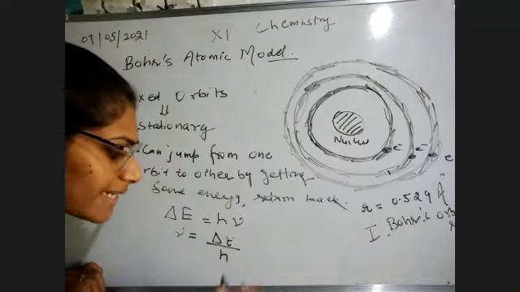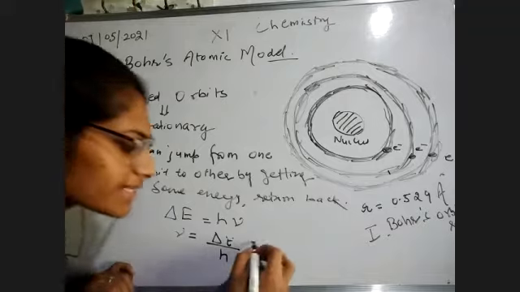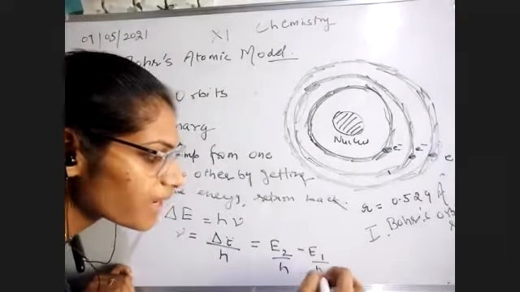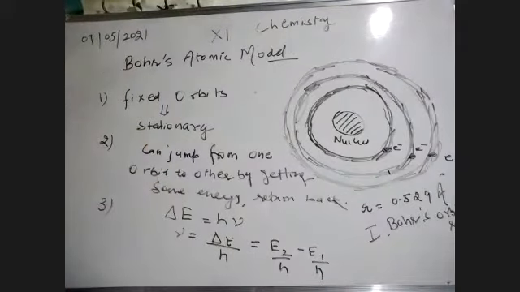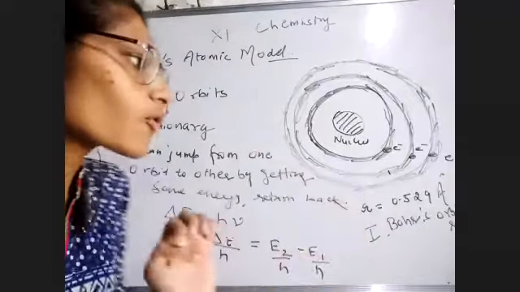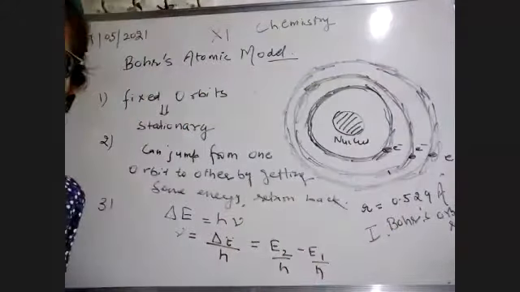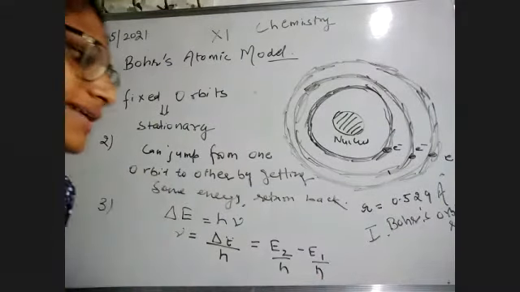Nu is equal to delta E over h, or we can say E2 over h minus E1 over h. What do E1 and E2 explain to us? E1 and E2 explain the energy of the first fixed orbit and the second fixed orbit. Okay, these were the three postulates.